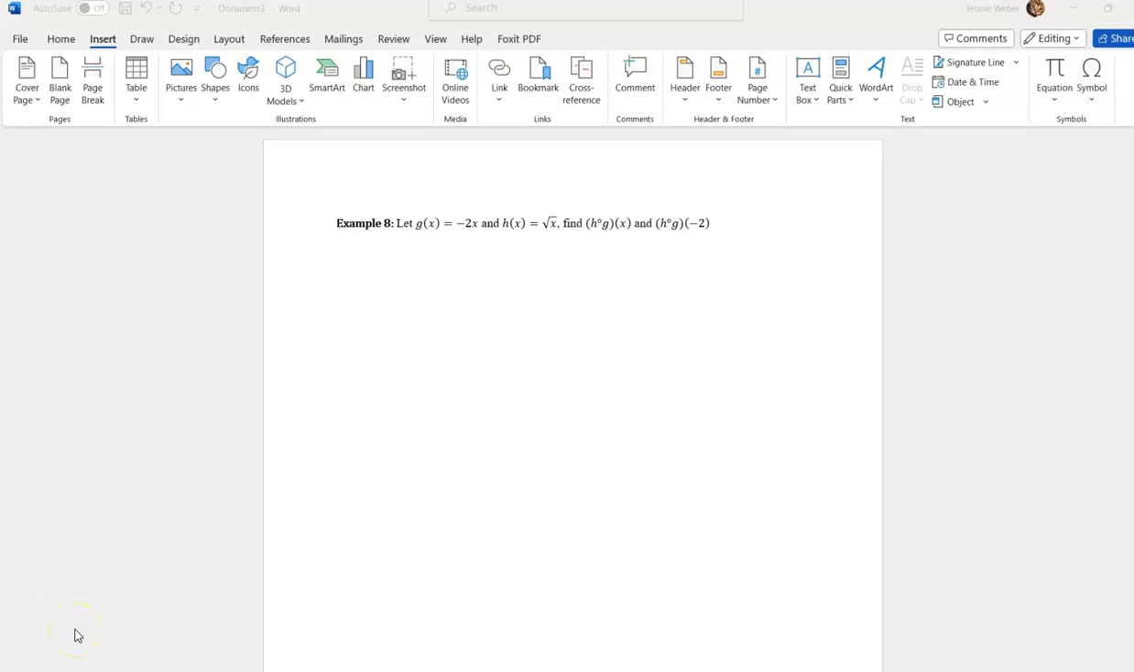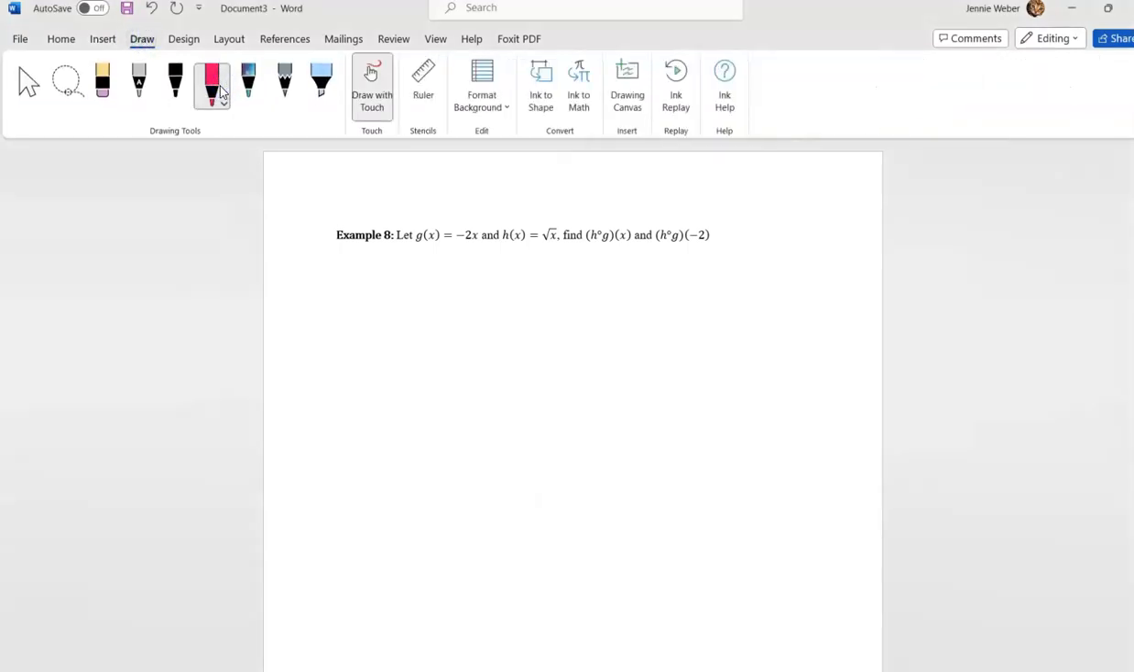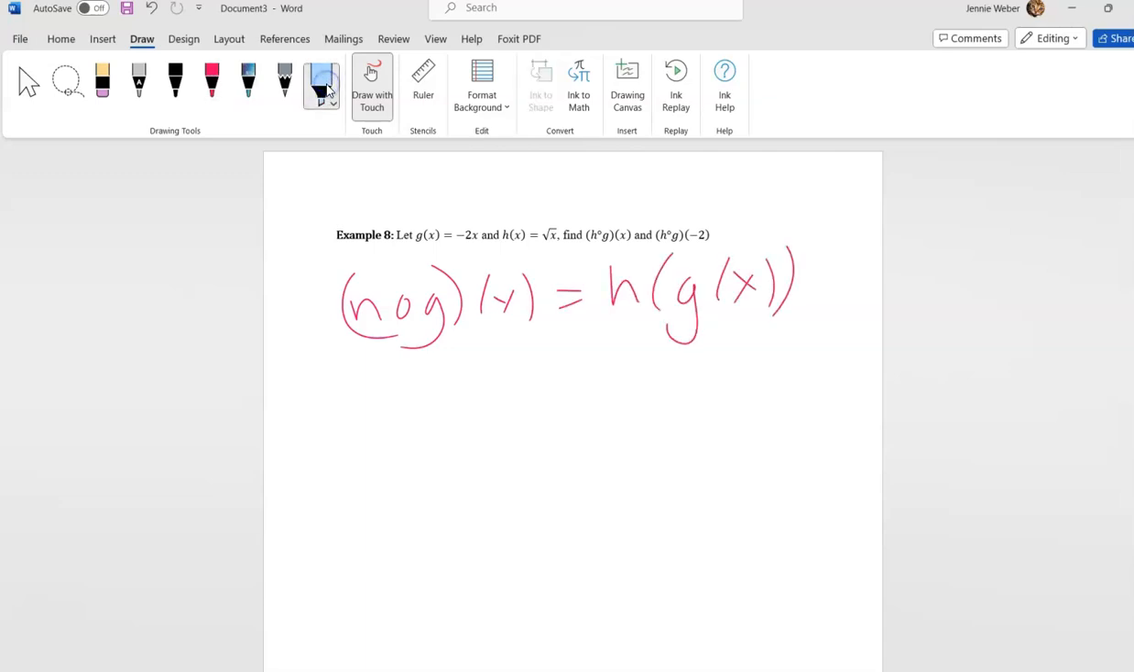We have two functions and we're asked to do some composition functions. So compositions are nested functions. They're functions within functions. So when I look at this, I have h of g of x. The other way to write this is h of g of x. And I actually much prefer this because then I can see that g of x is inside h of x.